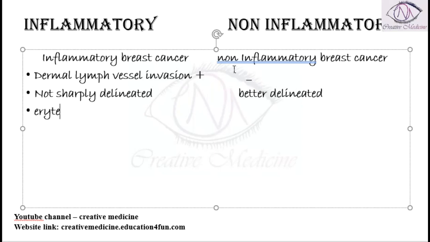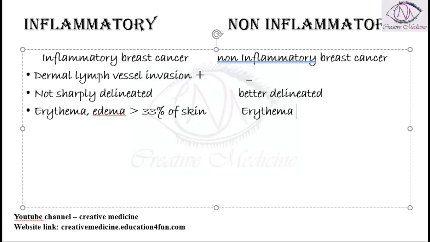In inflammatory breast cancer, erythema and edema are seen, and more than 33% of the skin is involved in erythema and edema. Whereas in non-inflammatory breast cancer, erythema is mainly confined to the lesion, but the edema is extensive.